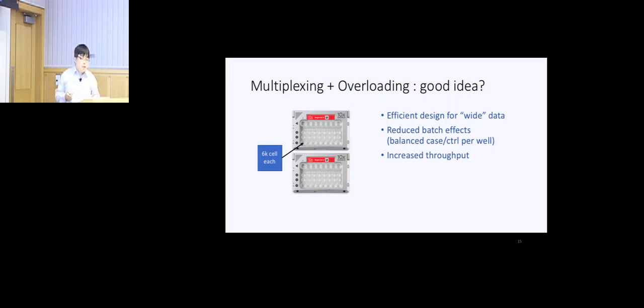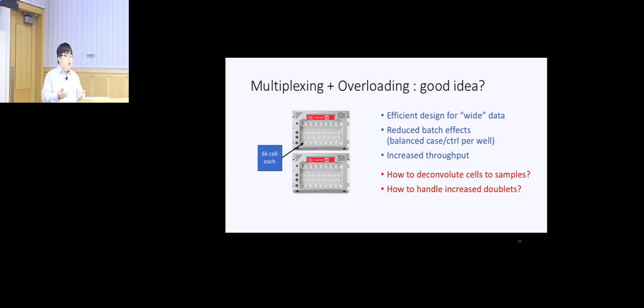But obviously, this has 2 main problems. One is that if you just mix them together, how can you deconvolute cells to samples? You somehow need to tag the sample within a droplet, which is not possible now, or you need to come up with some way to deconvolute cells to samples. And the second challenge is how to handle the increased doublets, because if you load 6,000 cells together, you're going to have about 6% doublet rate, which is relatively high.